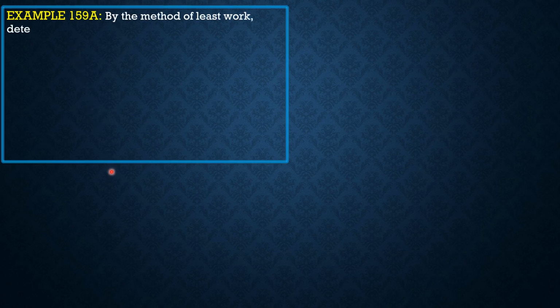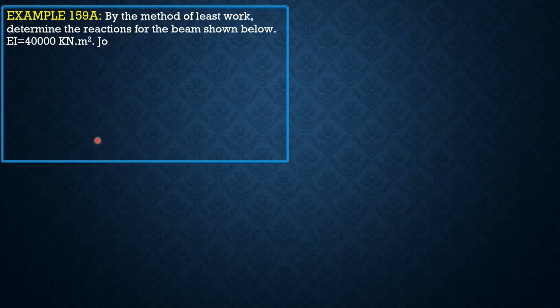By the method of least work, determine the reactions for the beam shown below. EI is 40,000 kilonewton meter square. Joint A rotates 0.002 radian clockwise. So this problem was already solved by the double integration method and the force method. This time, let's solve it by the method of least work.